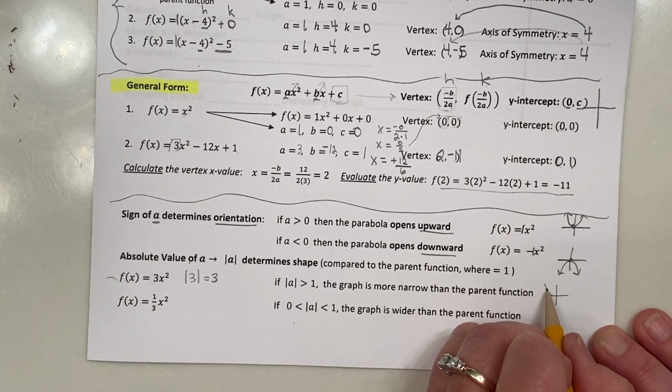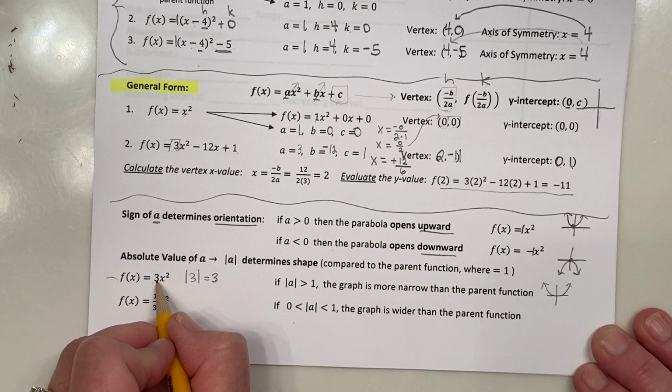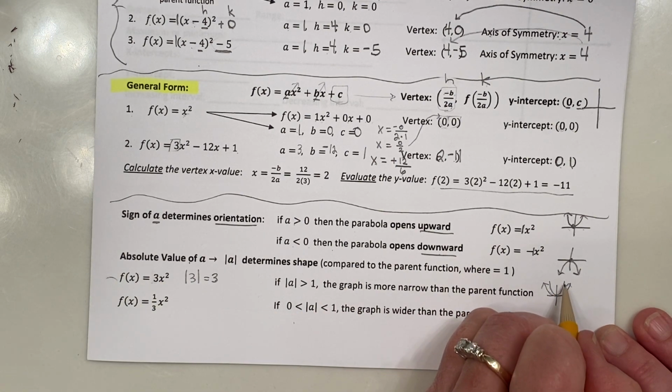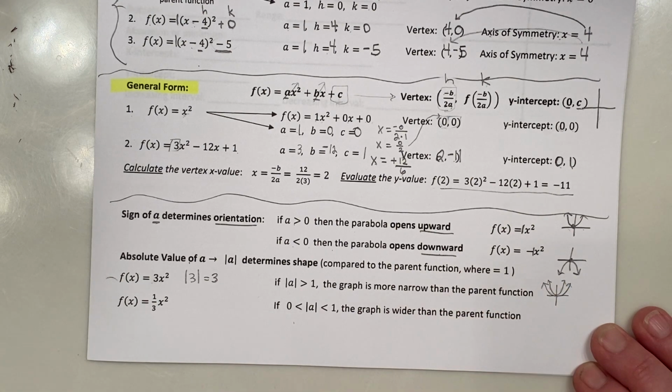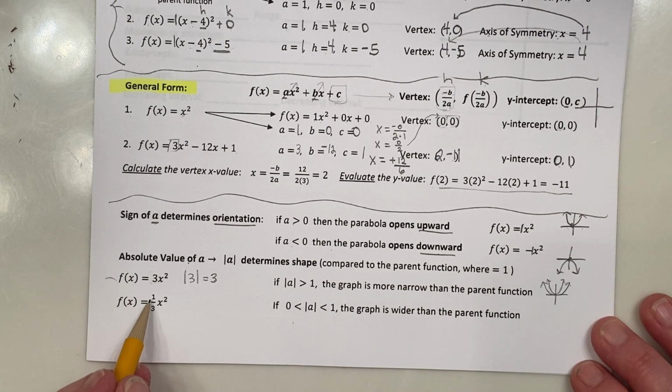So if the parent function opens like this, y equals x squared, but we're talking about y equals 3x squared, it's going to be made more narrow or skinnier. That's called vertical stretching. That's a stretch. Like I said, a lot of our work doesn't rely on that today, but just some background about the effect of a on the graph.